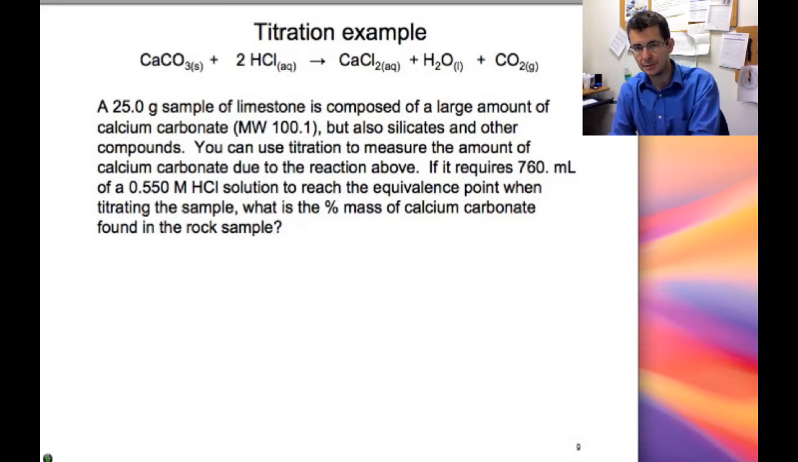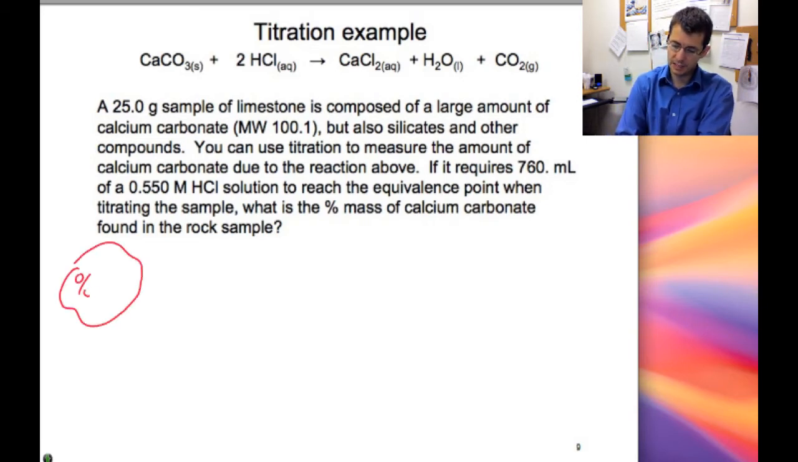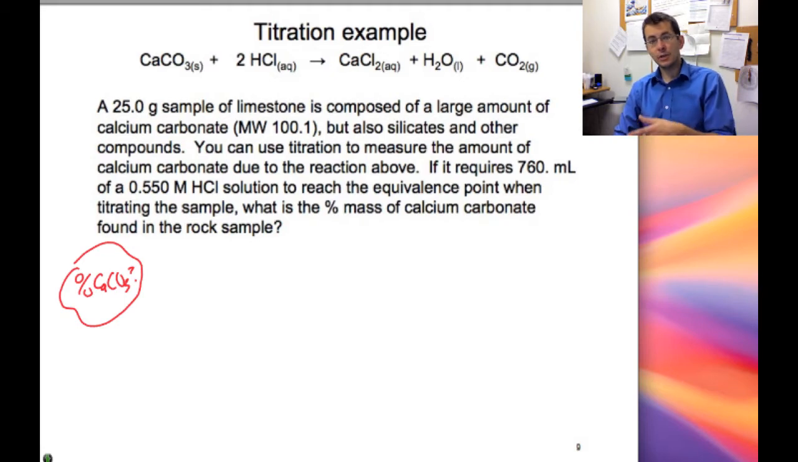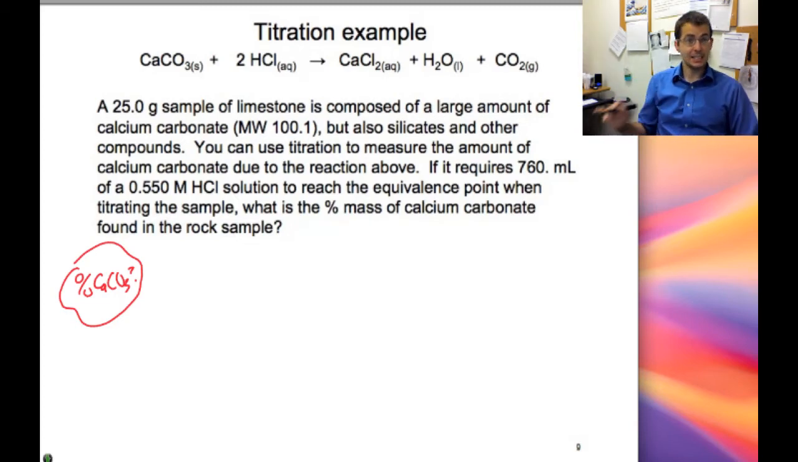We have a sample of limestone, which is mostly calcium carbonate. Some percentage of calcium carbonate, but we don't know how much. Right? Because there's also silicates and some other materials embedded in this limestone. You can use the titration to measure how much calcium carbonate is present. You can do this a number of different ways. You can measure the amount of CO2 that comes off, and at the point where the gas stops evolving, or more likely you use an indicator that measures excess HCl.